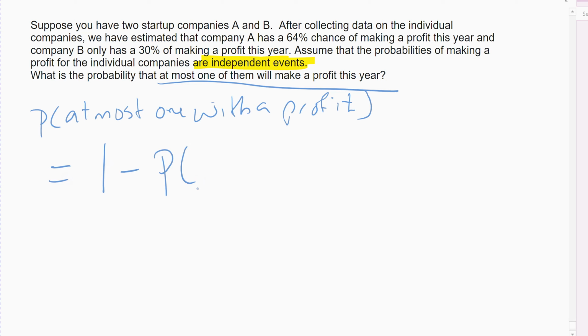Well, at least one of them has a profit, meaning one of them makes a profit. Either A makes a profit or B makes a profit. Or neither of them make a profit. A is not profitable and B is not profitable. The opposite of that is both of them are making a profit. Alright, so I want the probability 1 minus the case where both A is making a profit and B is making.